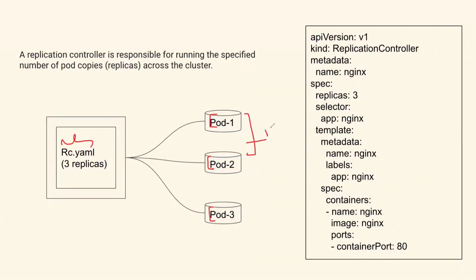Maybe pod 1 and pod 2 can be on node 1, for example, and pod 3 can be on node 2. So that is not a problem for us. That is why we are mentioning across the cluster.